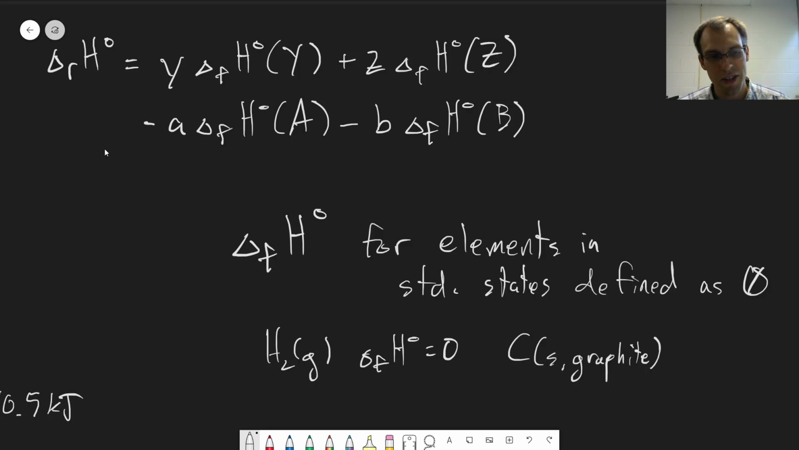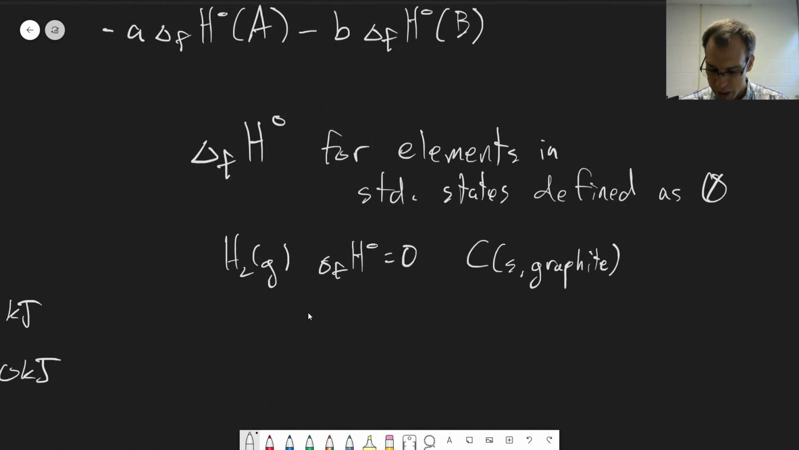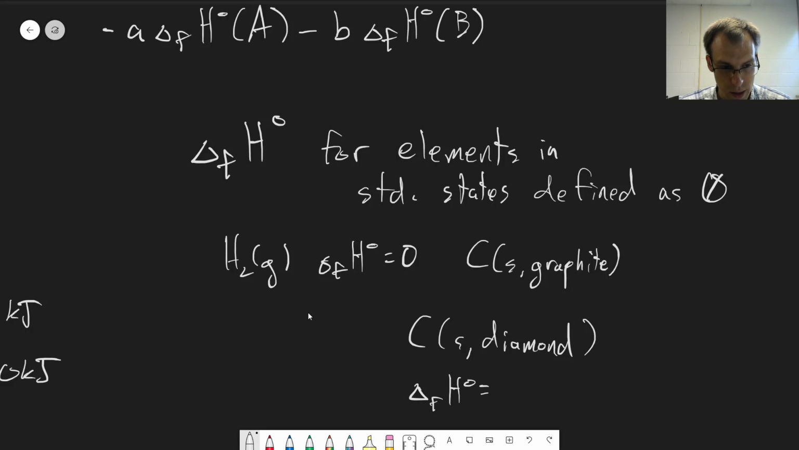Things that are not in their standard states, even if they're elemental forms, will not have an enthalpy of formation of 0. For example, if we have diamond instead of graphite, the enthalpy of formation is slightly non-zero. It's positive 1.897 kilojoules per mole. So for enthalpies of formation, there's a nice table in your textbook, and you can find it in other places.